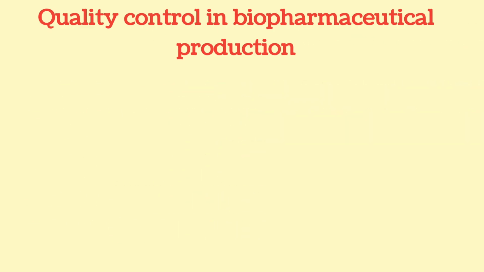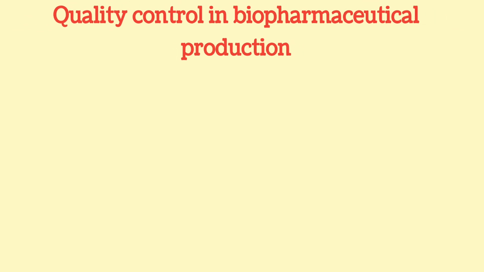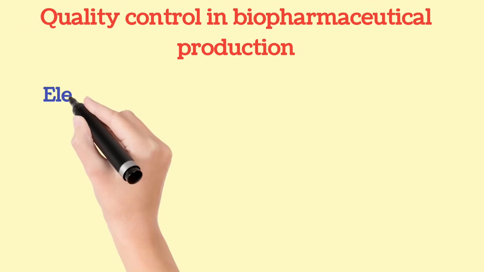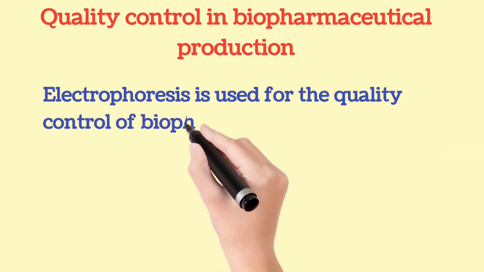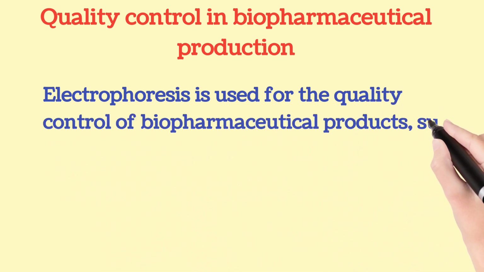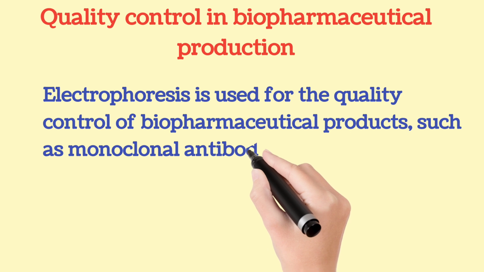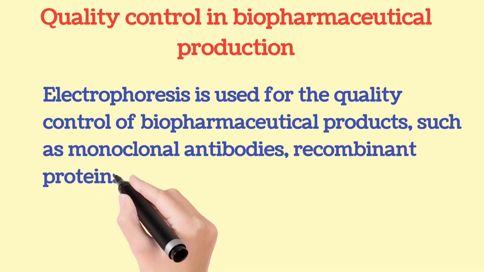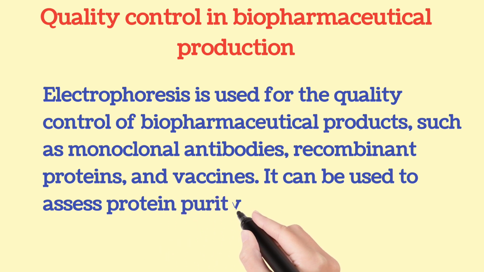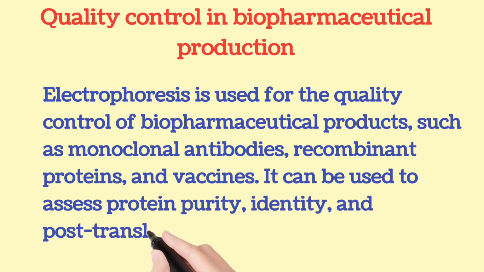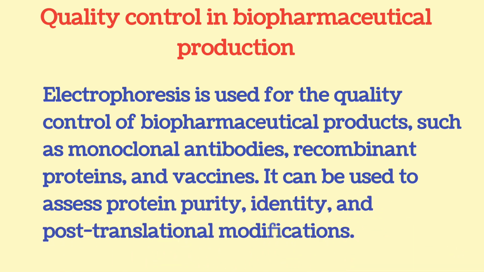4. Quality control in biopharmaceutical production. Electrophoresis is used for the quality control of biopharmaceutical products, such as monoclonal antibodies, recombinant proteins, and vaccines. It can be used to assess protein purity, identity, and post-translational modifications.